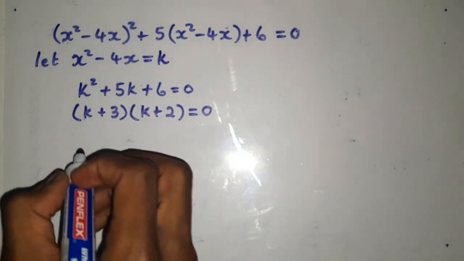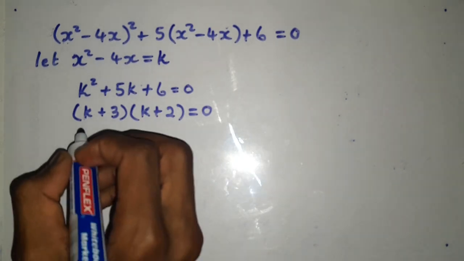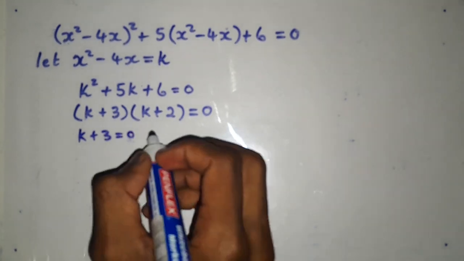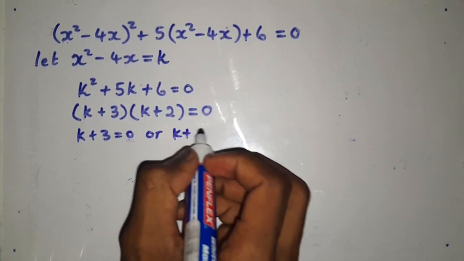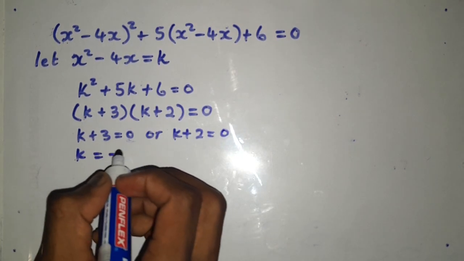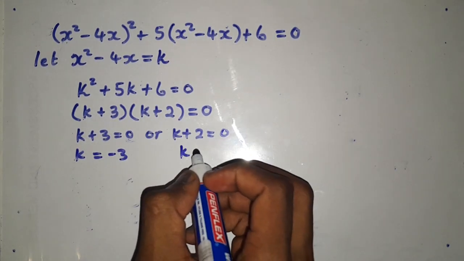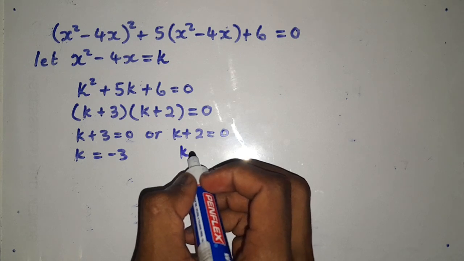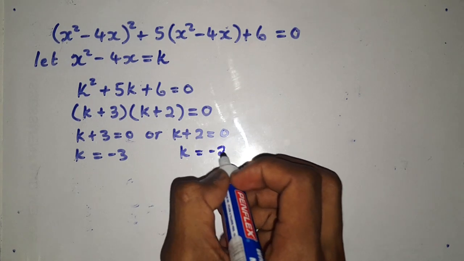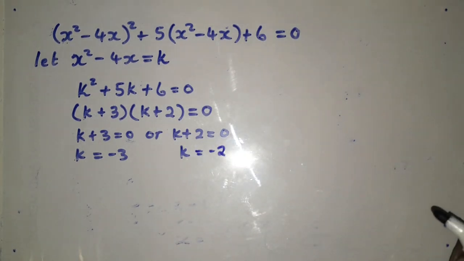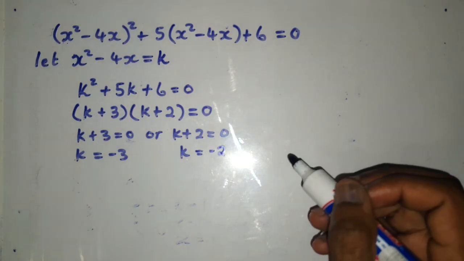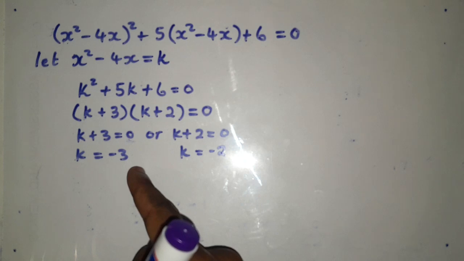Then immediately after doing this, let us use the zero factor theorem, which says k plus 3 equals 0, or k plus 2 equals 0. Then k is going to be minus 3, and on this side k is going to be minus 2. Then so far, we haven't solved for x. We have just solved for k.